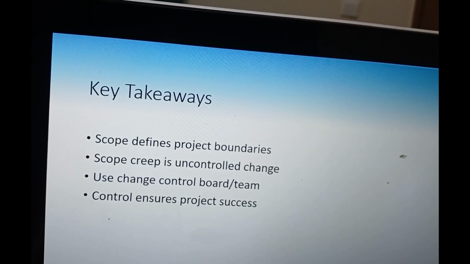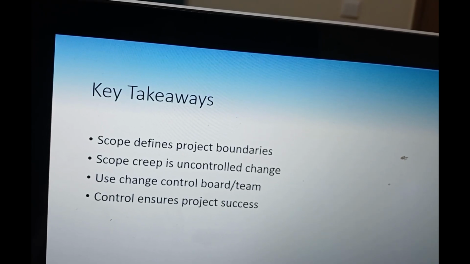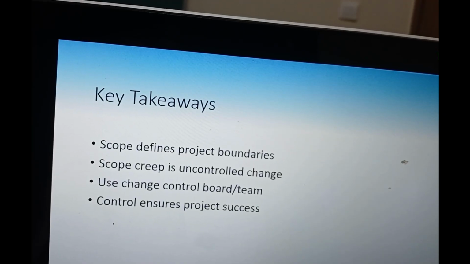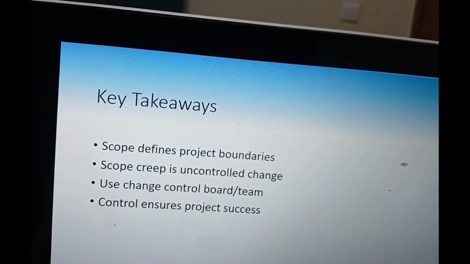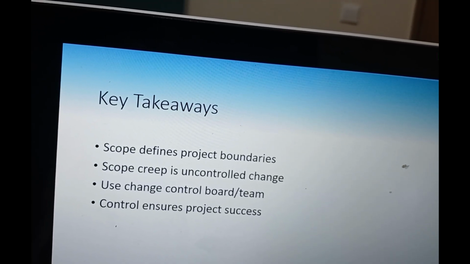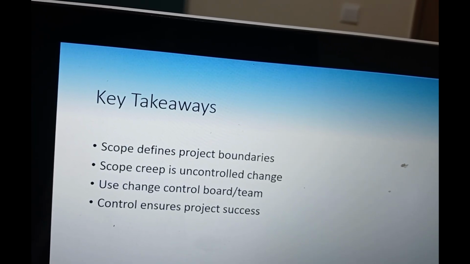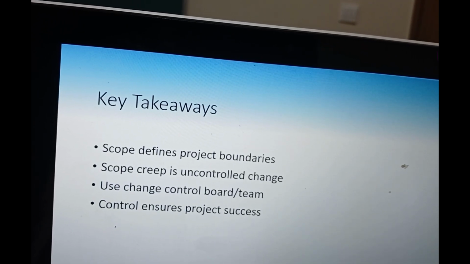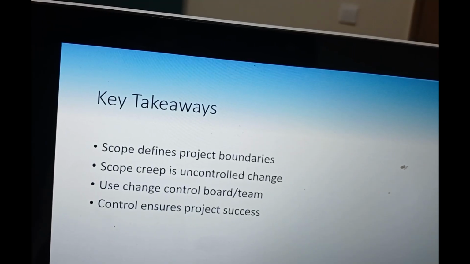Takeaways. Scope defines project boundaries. Scope creep is uncontrolled change. Underline that, uncontrolled change. We do not say that change cannot happen, but if they are not controlled, then they can lead to scope creep. Use change control board. This is very important. And ensure that control can ensure that project can become successful.